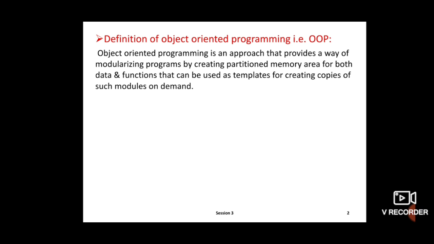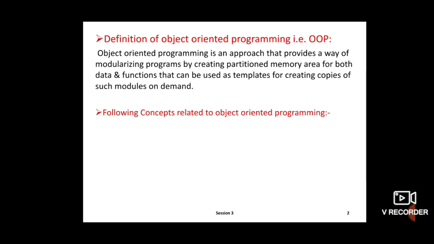Object oriented programming is an approach that provides a way of modularizing programs by creating partitioned memory area for both data and functions that can be used as templates for creating copies of such modules on demand. Now you know what is an object. An object is divided into its characteristics and its behavior. Every object owns its characteristics and behavior. Characteristics is nothing but data and behavior is nothing but function. So in object oriented programming language, the program is modularized and memory is divided into data and function, and that data and function you can use as a template, means you can use it anywhere in the program more than once. Okay, this is the definition of object oriented programming language.